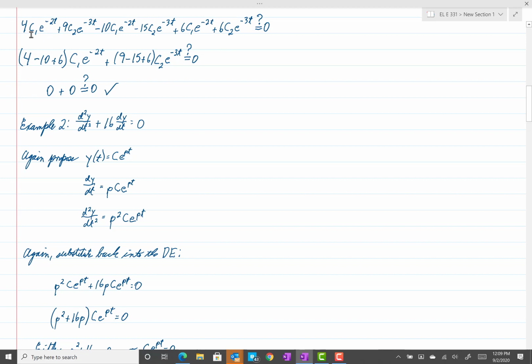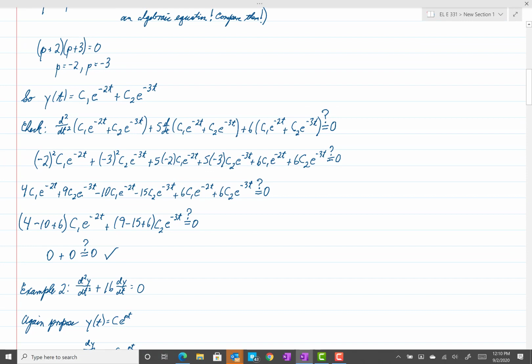And so for the c1 terms, you see I get a 4 there and a negative 10 and a 6. And then for the c2 terms, I have 9 and negative 15 and 6. And so when I group them like that, I'll get this equation. And of course, 4 minus 10 is negative 6 plus 6, so I get 0 there. 9 minus 15 is negative 6 plus 6, 0 there. So I have 0 plus 0 question mark equals 0. And of course, that's true. And therefore, we did indeed reach a correct solution here.